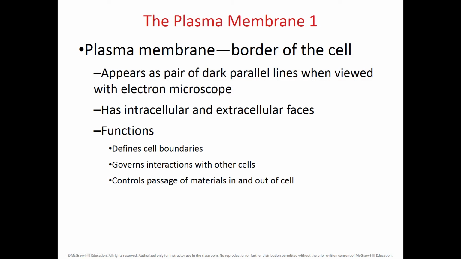So let's talk about the details of the plasma membrane. The plasma membrane is the boundary of the cell. When you look at it under the electron microscope, it looks like two dark parallel lines. This plasma membrane has two faces: one located towards the cytoplasm, which is called the intracellular phase, and one that is oriented away from the cytoplasm, which will be the extracellular phase.